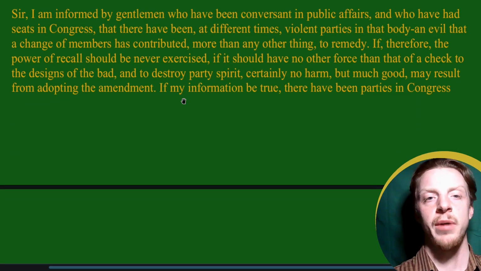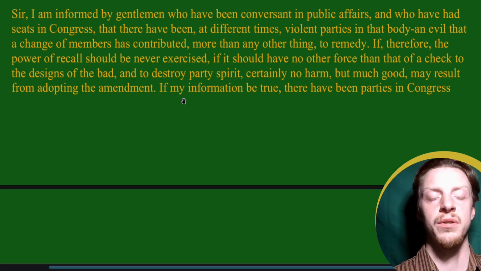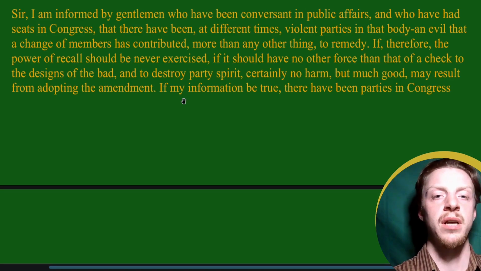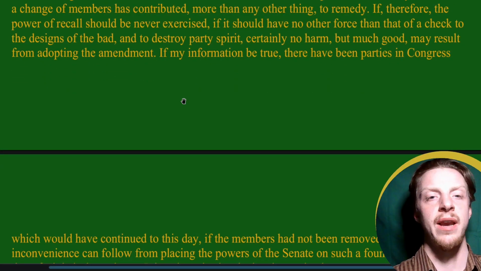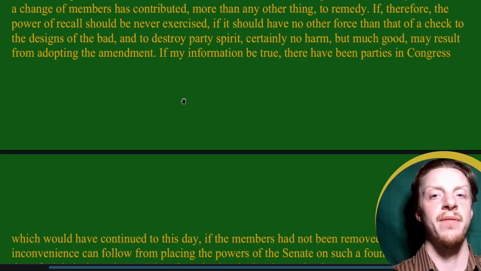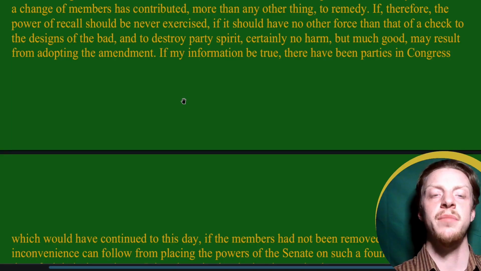Sir, I am informed by gentlemen who have been conversant in public affairs and who have had seats in Congress that there have been at different times violent parties in that body, an evil that a change of members has contributed more than any other thing to remedy. If, therefore, the power of recall should be never exercised, if it should have no other force than that of a check to the designs of the bad and to destroy party spirit, certainly no harm, but much good, may result from adopting the amendment.